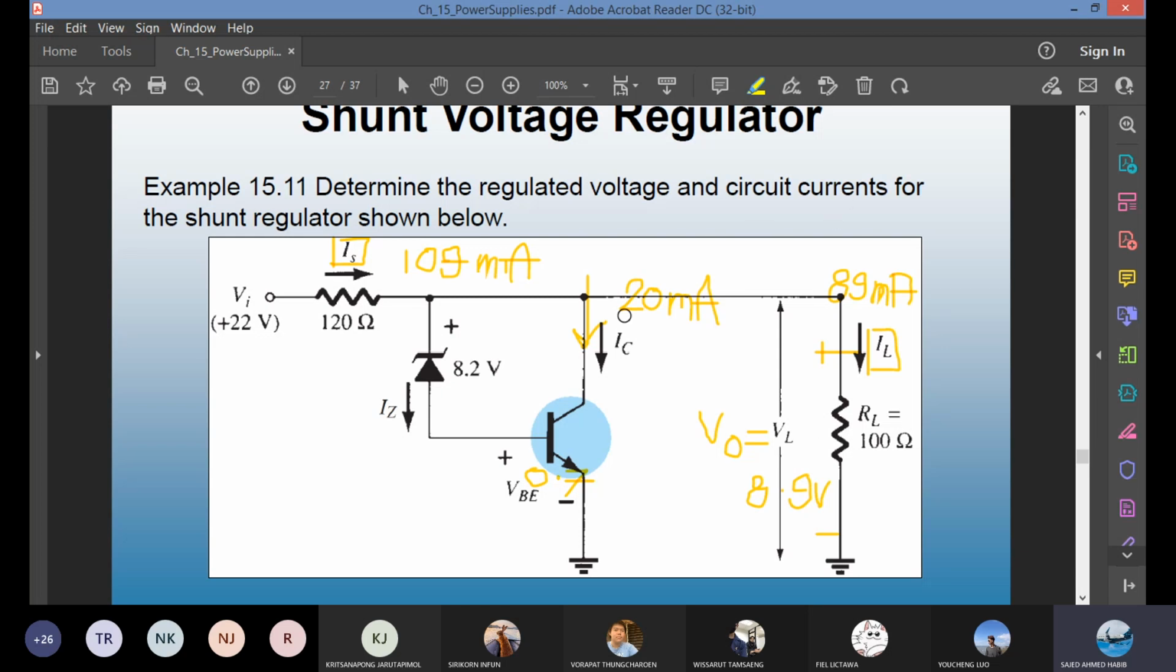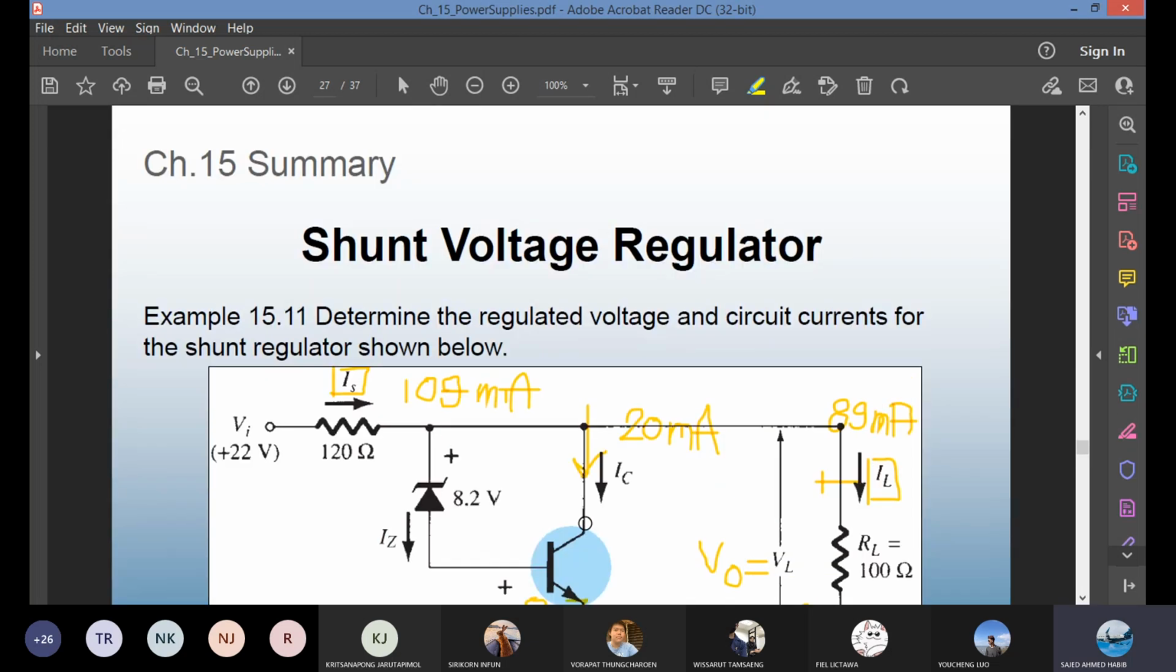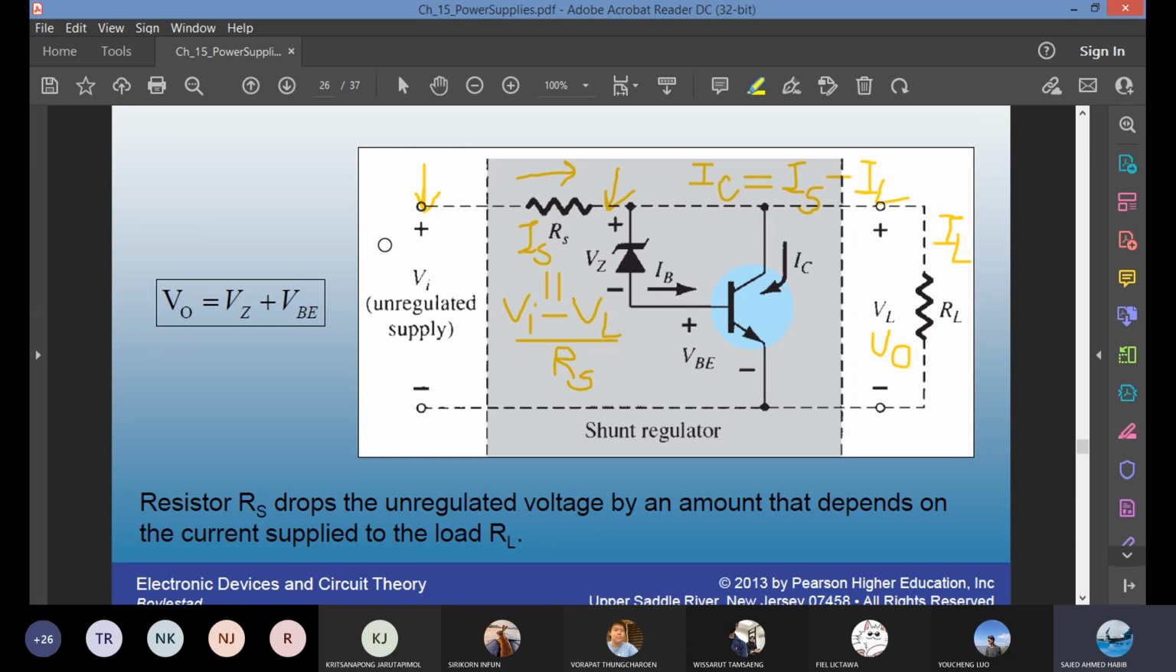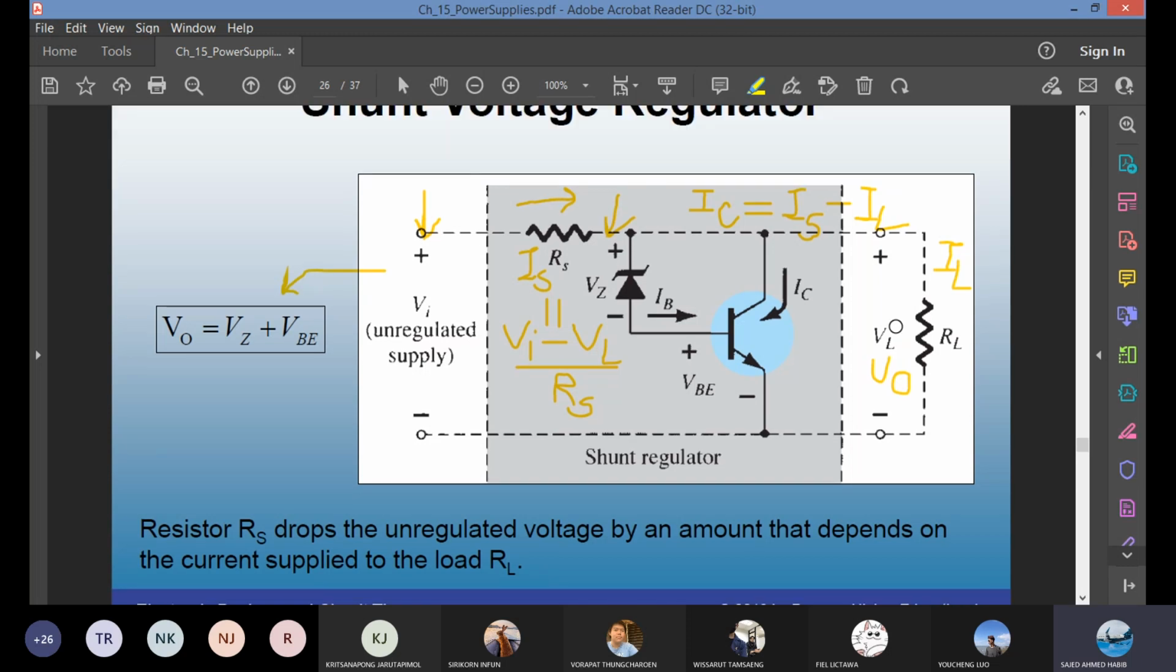If you are wondering why it's 8.9 volt, it is simply you look at the parallel node. It is VZ plus VBE. From the previous slide, V out is VZ plus VBE and V out equals VL. It doesn't explicitly say it's V out, but when we put a load resistor on the output side, we take the output across the load resistor in this case. That's why V out equals VL.